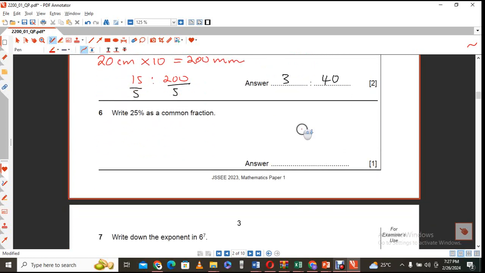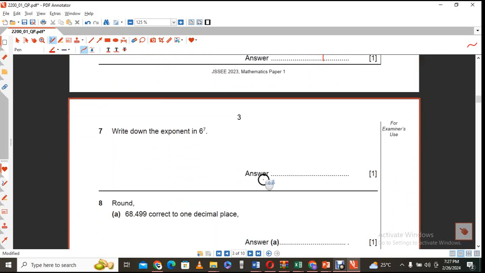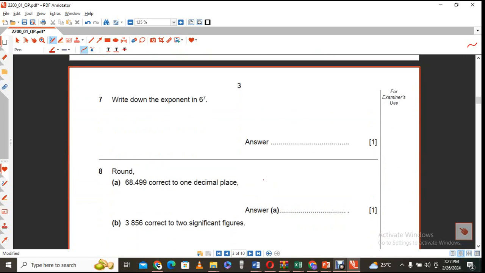Okay, they say write 25% as a common fraction, so this is 25 over 100. Of course, it's 1 over 4. Always leave your answers in the simplest form. They say you are supposed to write the exponent, so the base is 6, and then the exponent. Another word for exponent would be the index. The index is the 7.